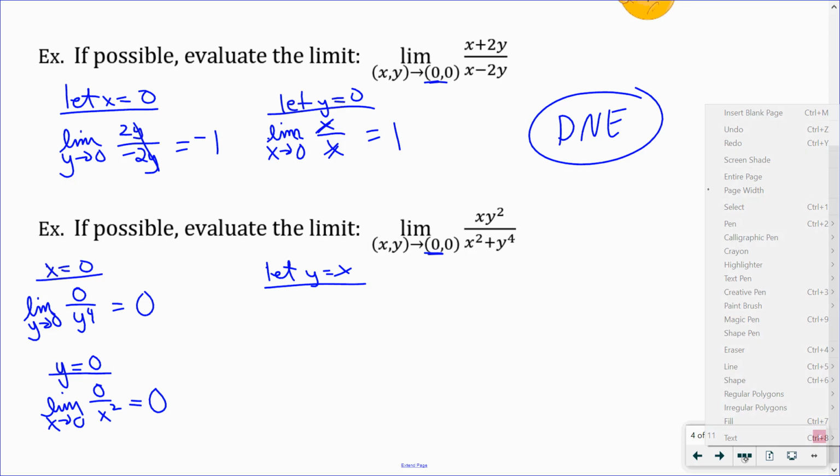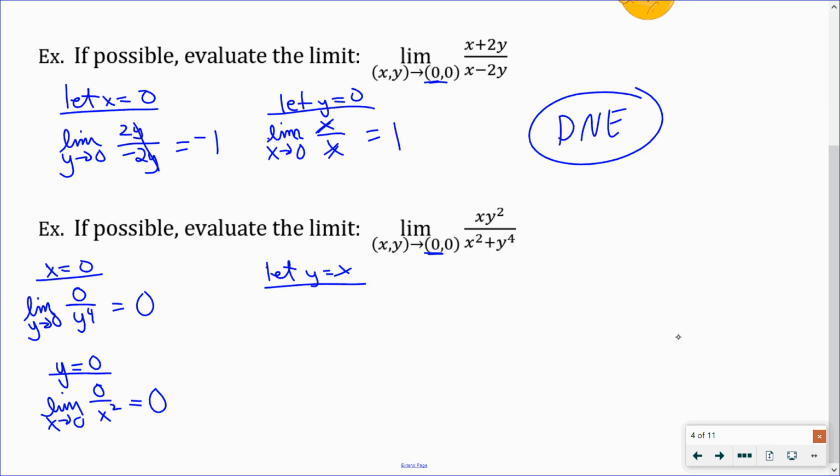All right, give me a second. If I'm letting y be x, I'm doing my limit as x goes to 0 still. All my y's have now turned to x's. So what do I have on top? X to the third, right? Because these y's became x's, so it's x squared times x. And on bottom, I have x squared plus x to the fourth.